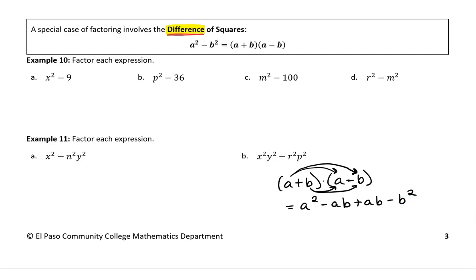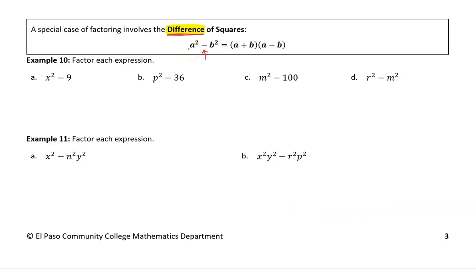So from that distributive property, we notice that the ABs on the inside are the exact same thing, but one is negative and one is positive, so they end up canceling to 0, leaving behind just the a squared minus the b squared. So that's the reason why this works. That middle term is always going to cancel off when we have this particular setup.